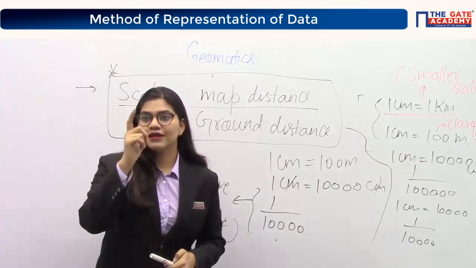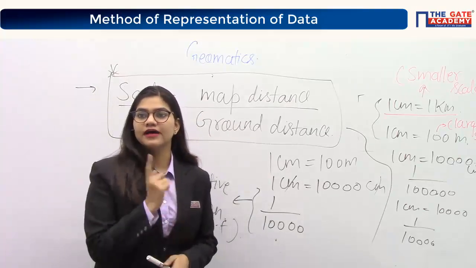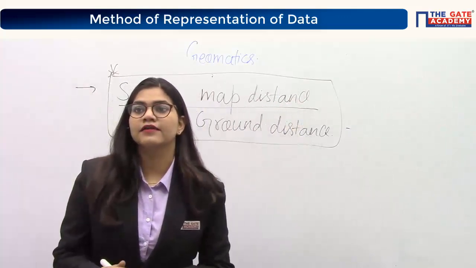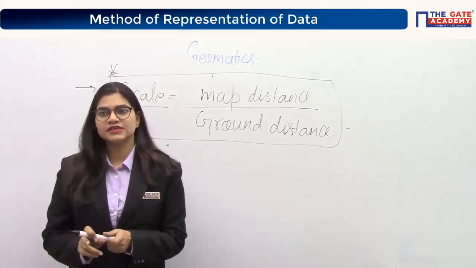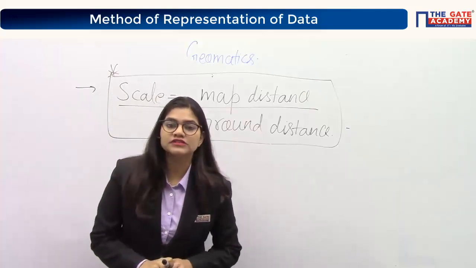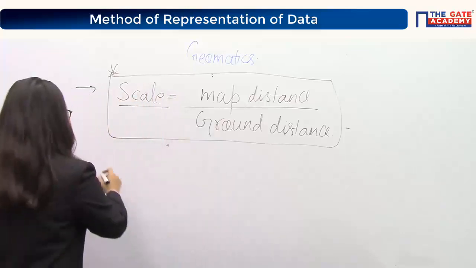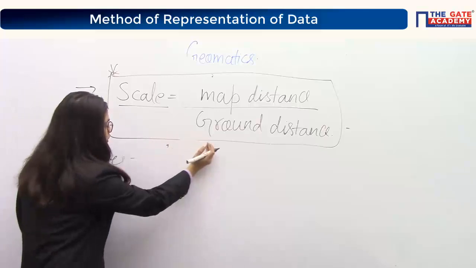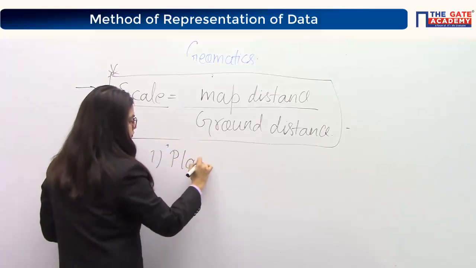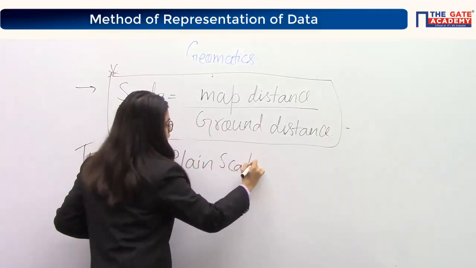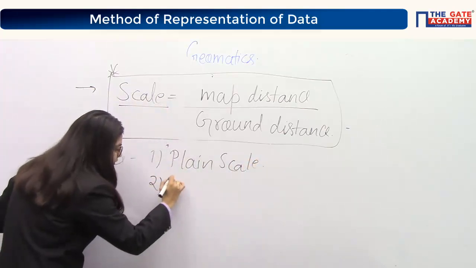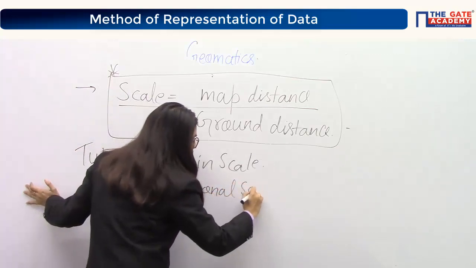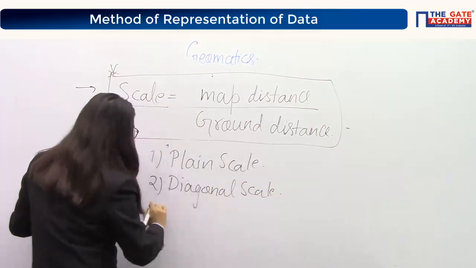Okay. Now tell me types of scale. If it is done, then tell me types of scale. Plane scale, diagonal scale, vernier scale. Yes, correct. In types of scale, we have 3 types of scale. One is your plane scale. Another one is your diagonal scale. Then comes your vernier scale.